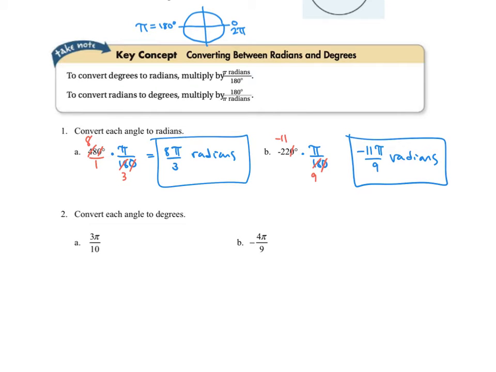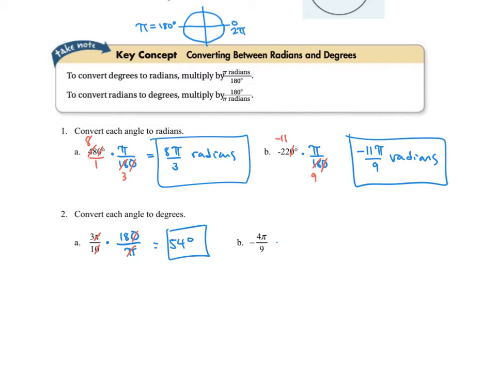Okay, and then converting to degrees, we're going to multiply by 180 over pi. And notice the pi cancels out. And then we're also going to simplify the same way we just did. 10 and 180 can both be divided by 10, or we'll ditch those zeros. And 3 times 18 is 54 degrees.